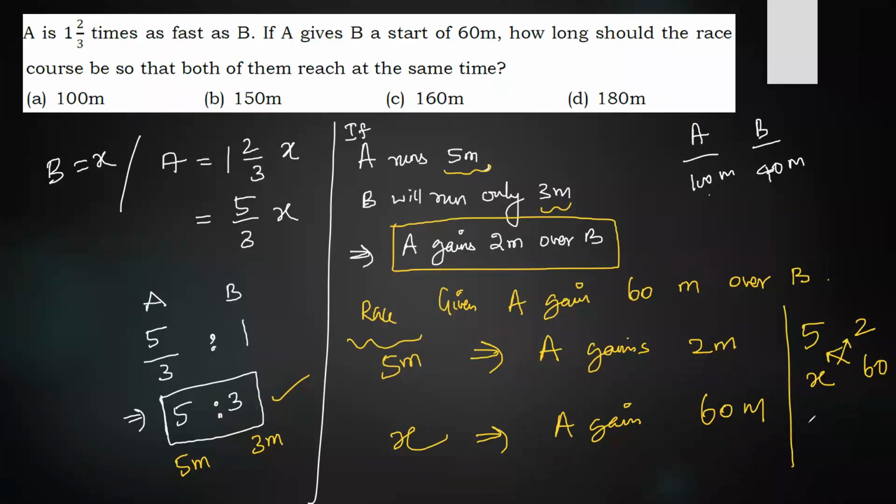Suppose if A is to gain 60 meters, what is the overall race? Is it clear? So 5 here, 2. So for 60, what is x? If both are increasing, just cross multiply it. So you will get 300 equal to 2x. So x equals 150. Is it clear? In the 5 meter race, A gains 2 meters. So to gain 60 meters, what is the total race? Total number of meters in the race. Is it clear?